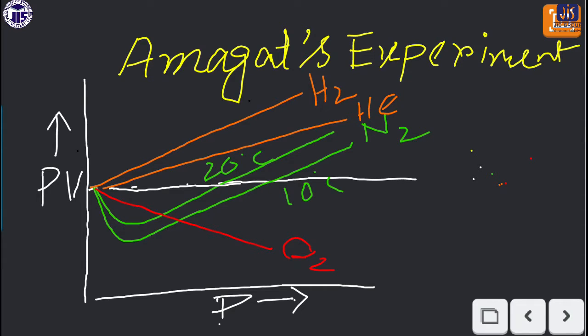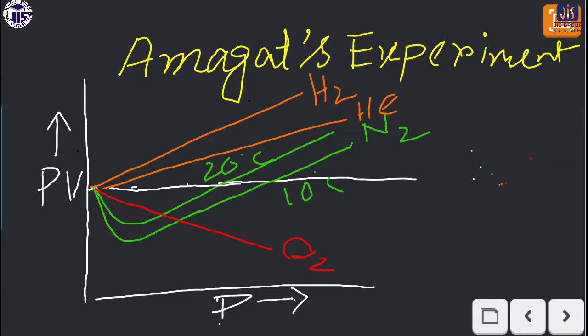An ideal gas is one where there is no attraction or repulsion force between the gas molecules. But in the case of a real gas, there is an attraction or repulsion force between the gas molecules.